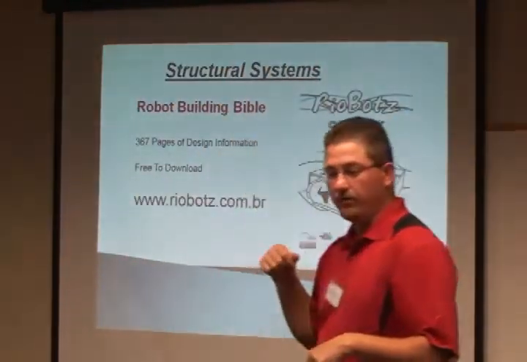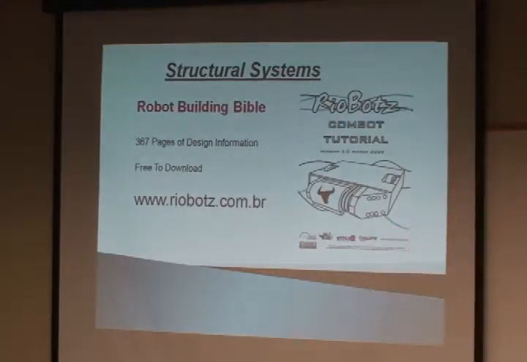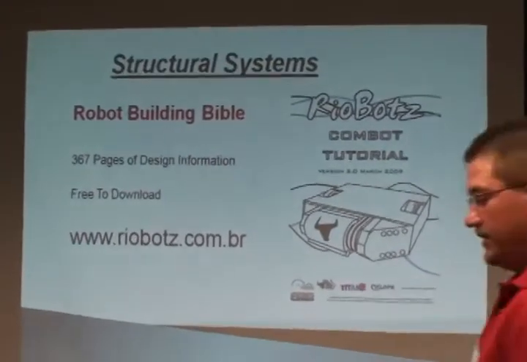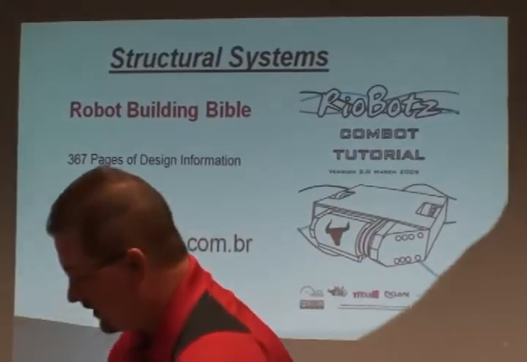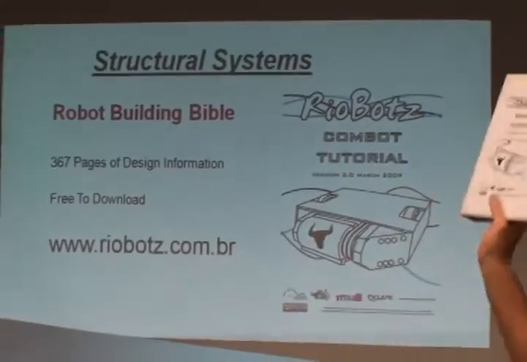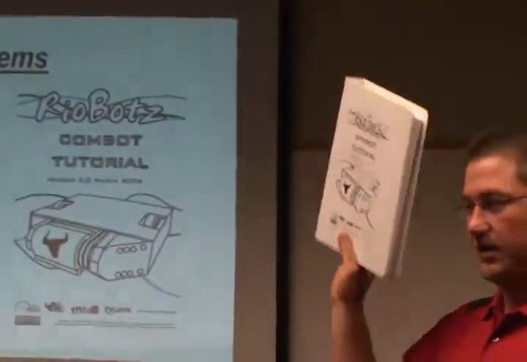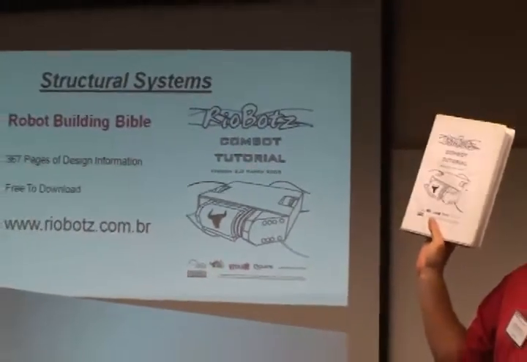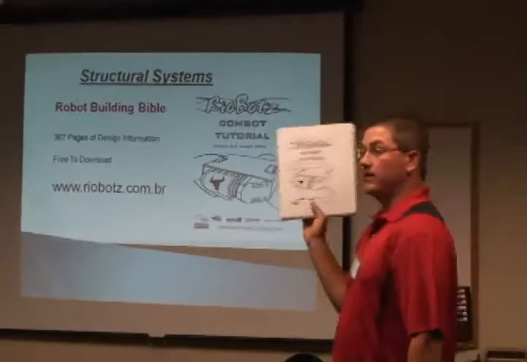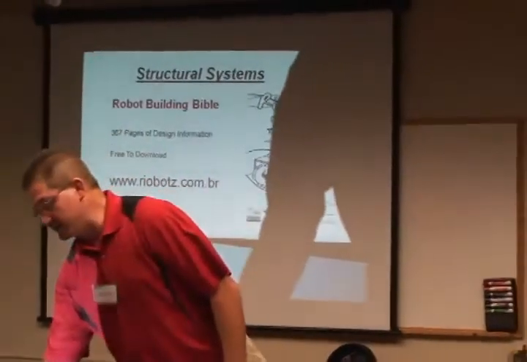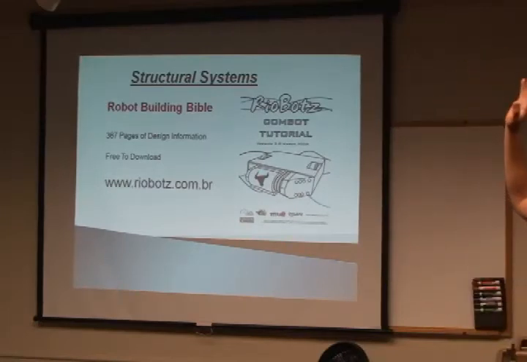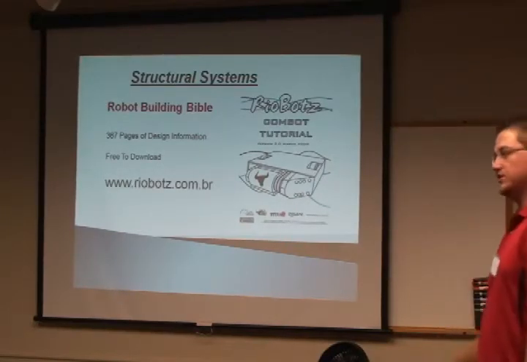This is what I call the Bible of robot building. It's 367 pages of design information. So it's just like a binder, and it covers every robot type, every material type, every drive type, everything there is for robots, battle bots. It's a free download. Website's up at Realbots.com and BR. Anybody know where BR is from? Brazil. It's a Brazilian team.